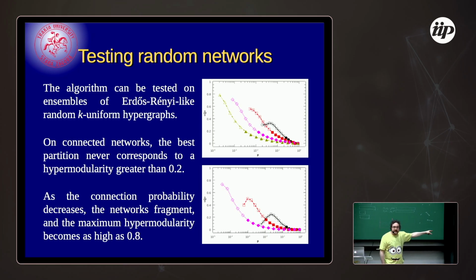If you have a disconnected network, apply it on the individual components, treat each individual component independently and see what you find. I'll tell you what you find. You find this. You find maximum 0.2. You say, okay, but it's still not 0.